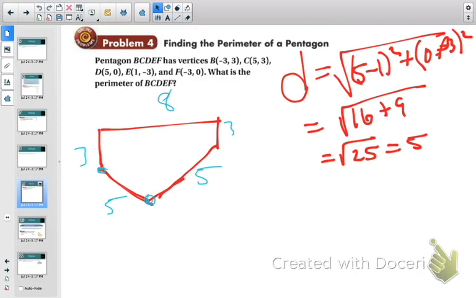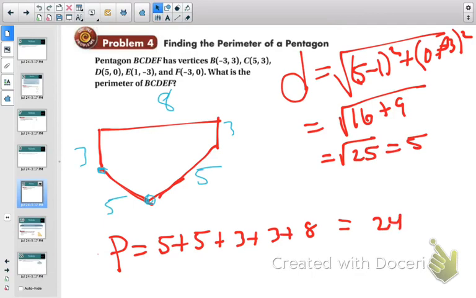Let me just add them up. 5 plus 5 is 10. 3 plus 3 is 6, so 16 plus 8. So our perimeter is going to be 5 plus 5 plus 3 plus 3 plus 8, which comes out to be 24. So perimeter is 24 of that pentagon.